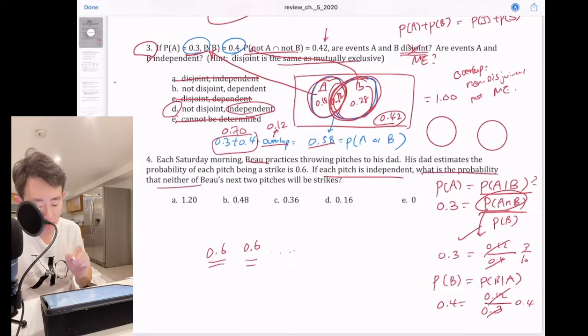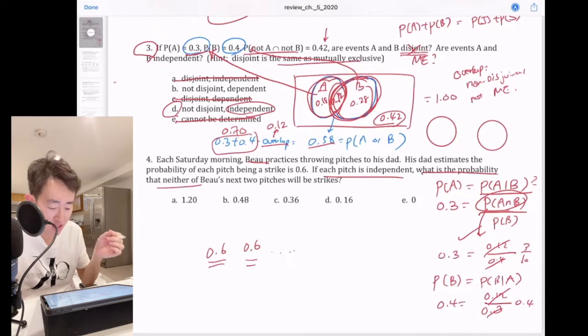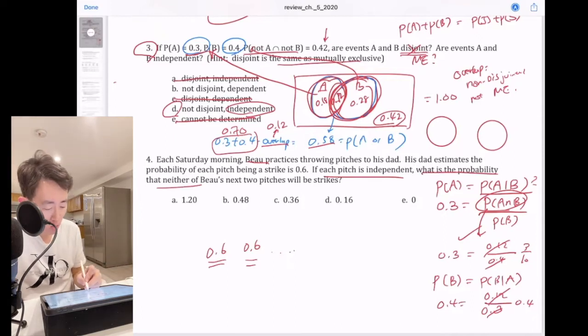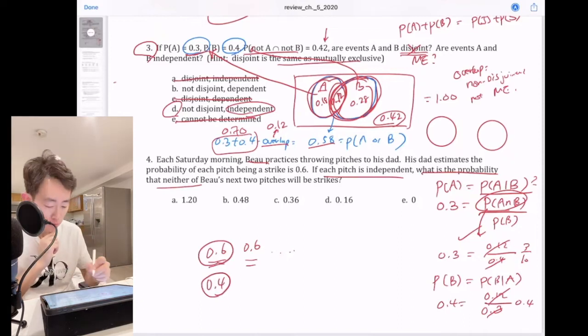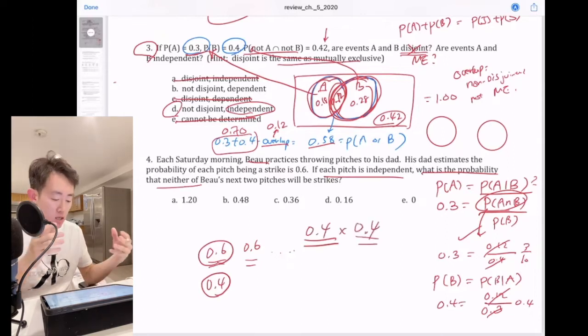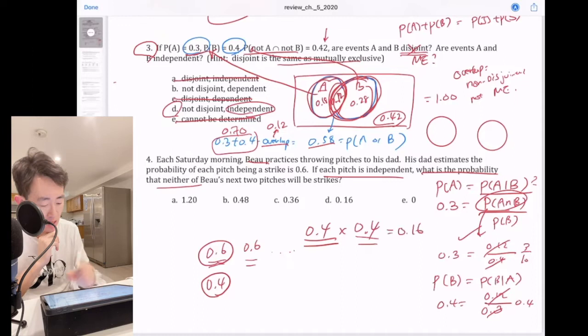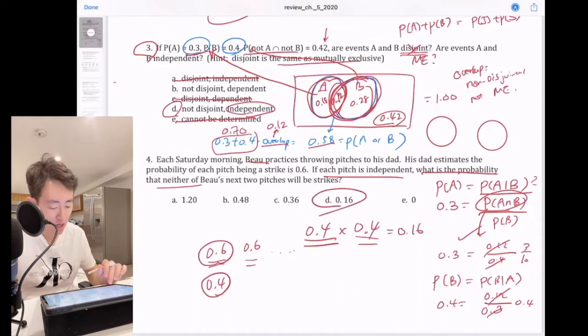What is the probability that neither of Bo's next two pitches will be strikes? Which means we're trying to figure out the chances that it's not a strike. So if this is the chance of being a strike, the chance of not being a strike is the opposite from 1. You can do 1 minus 0.6, which gives you 0.4. So the first one not being a strike is 0.4. The second one not being a strike is also 0.4. The general rule of multiplication says that as long as they're independent events, you can multiply those two together, 0.16, and voila, we have the answer here.